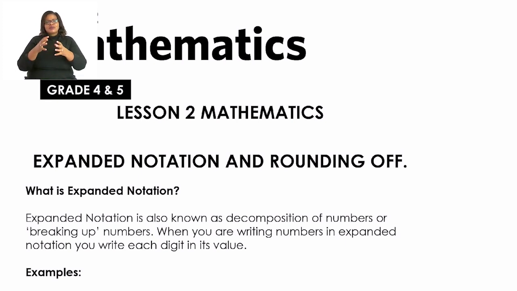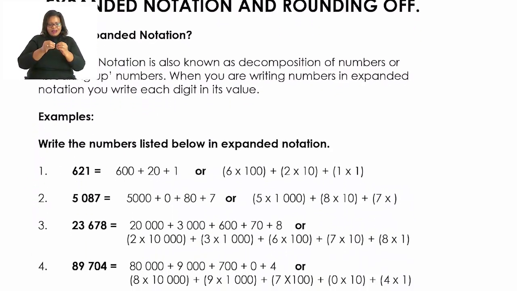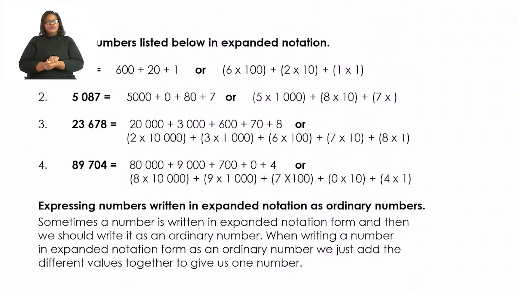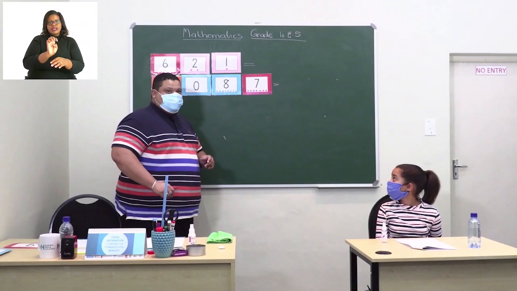Expanded notation is also known as decomposition of numbers or breaking up numbers. When you're writing numbers in expanded notation, here we write each digit according to its value. Remember with our first lesson, we talked about place value and we talked about value. Now, in decomposition or expanded notation of numbers, we write numbers according to their values. Now, if we go to the board, let's try the first two examples. Let's go to our chalkboard.